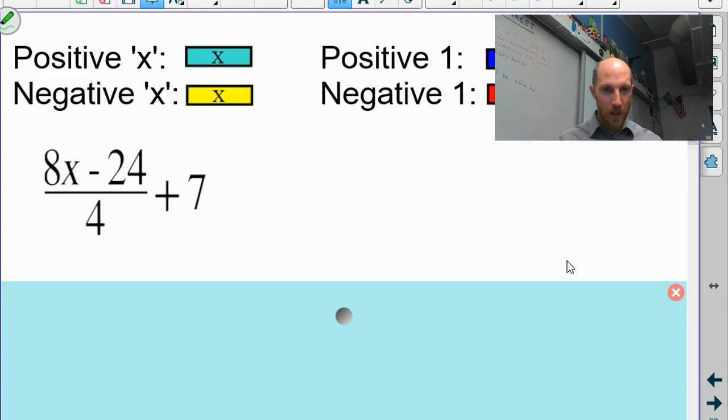You could lay them out on your table and illustrate the problem based on how many x's and what the numbers are. I'll just draw them with these little pictures to represent different types of terms, different objects, right? So just to make it physical so we can actually see it. So I got 8x minus 24. That group is going to be divided into 4 parts, and then I add 7.